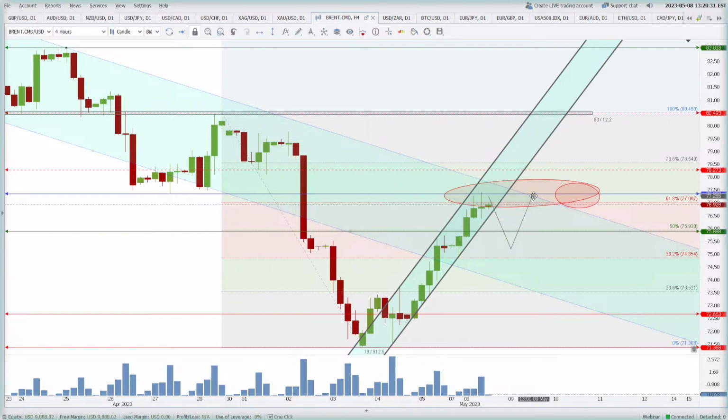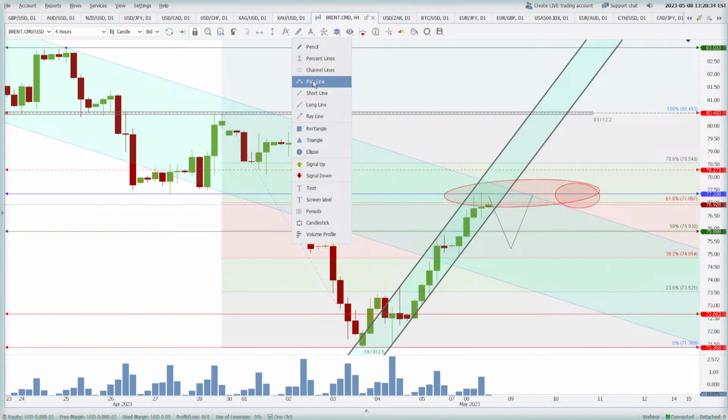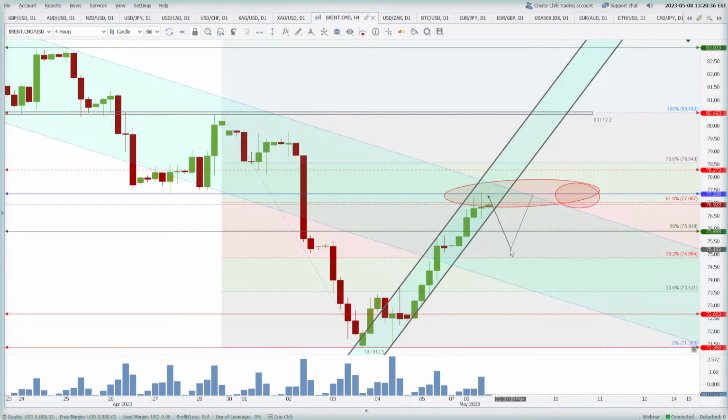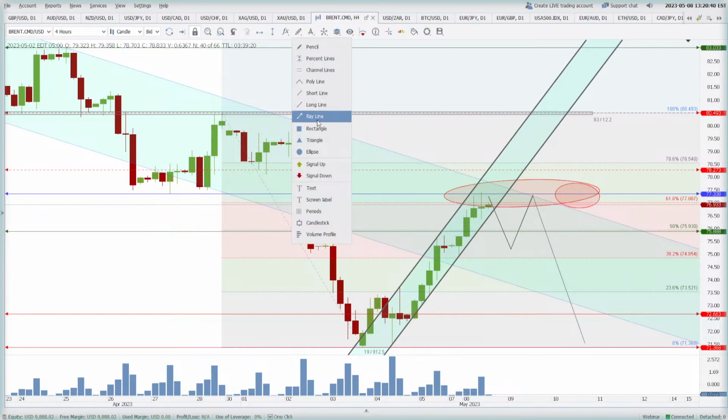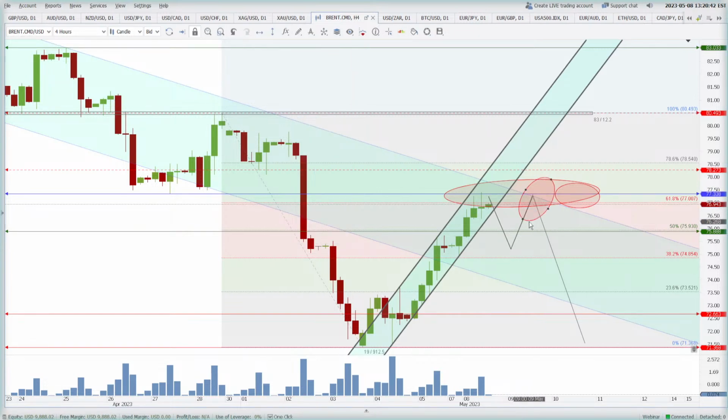So how will you be looking for the selling opportunity? You should be looking for a selling opportunity in this retest, not in the break but a retest. Okay, so this is about the Brent.